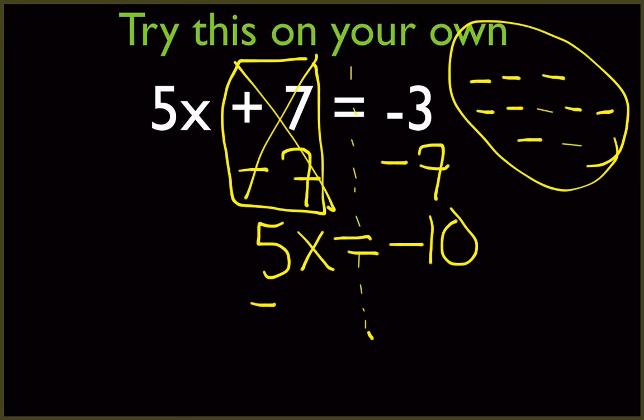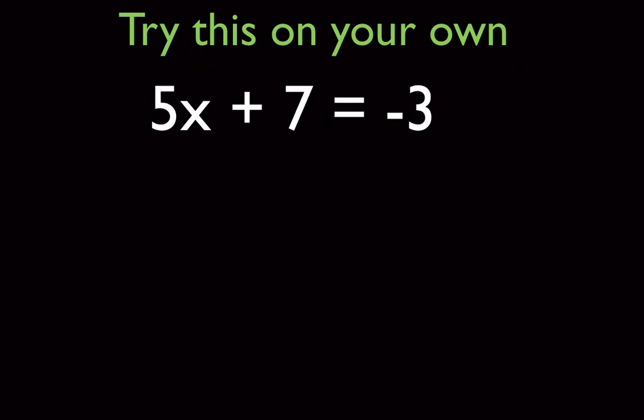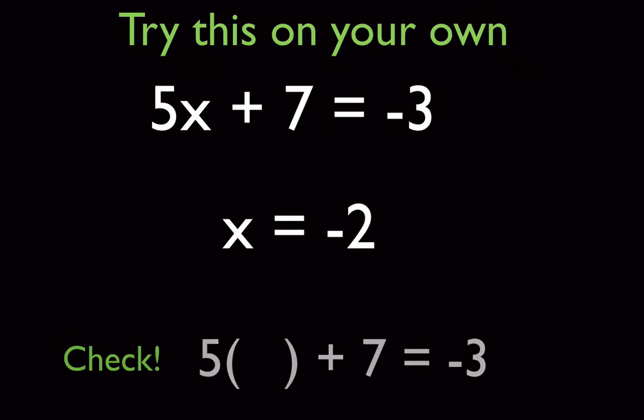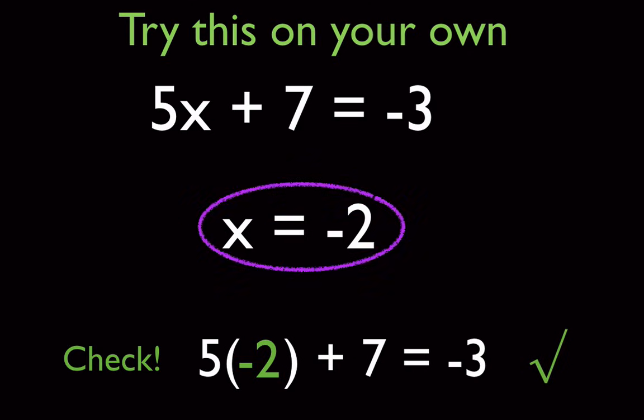Lastly, I divide by 5. That creates a 1, and I'm left with negative 2. Okay, plugging that negative 2 into our original equation, I'm going to get 5 times negative 2, which is negative 10. Negative 10 plus 7 is negative 3. So we're good, and our answer is correct.